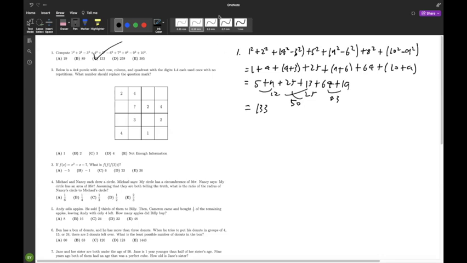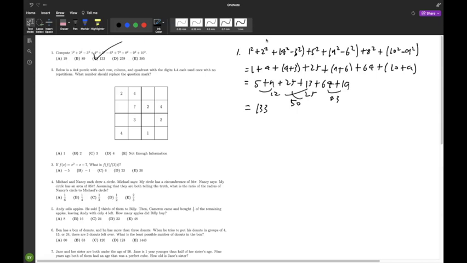Can anyone share your answers for number two? Okay, I guess not everyone was able to solve number two, and it's totally fine.